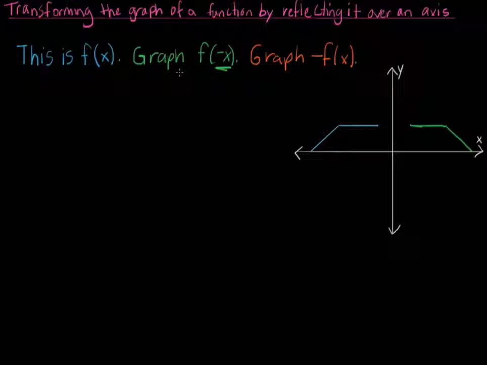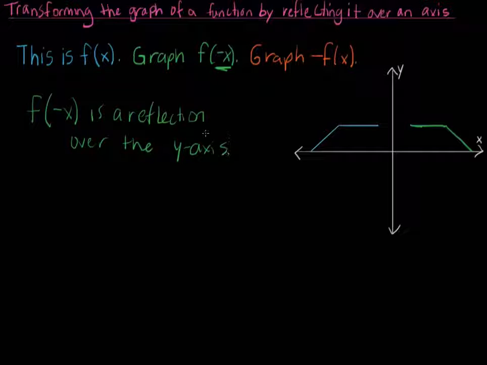Now the strange part, the thing that sounds opposite, is that graphing f of negative x is a reflection across the y-axis. So f of negative x is a reflection over the y-axis. But what really happens is all the x values become their opposites. If they're negative, they become positive. If they're positive, they become negative.